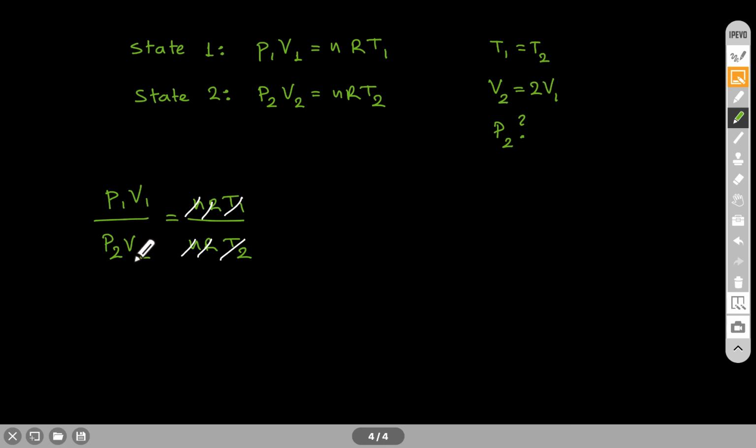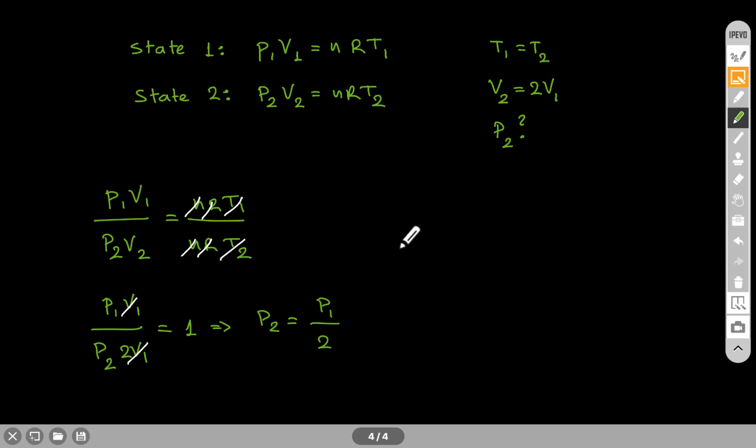Now, I have said that I'm doubling the volume in state 2, so really I can write P1 V1 divided by P2 times 2 V1. Since V2 is 2 times V1, this allows me to cancel V1. And since on the right side I was able to cancel out everything, this is just 1. So the pressure in state 2 for the ideal gas is simply the pressure at 1 divided by 2.